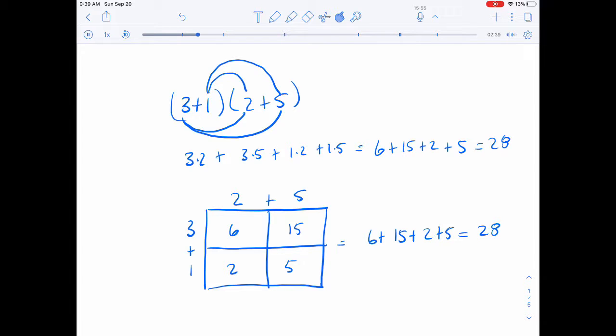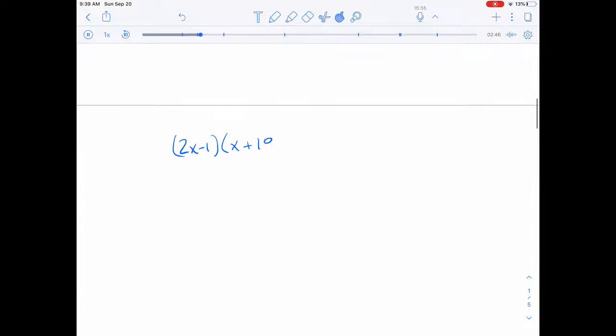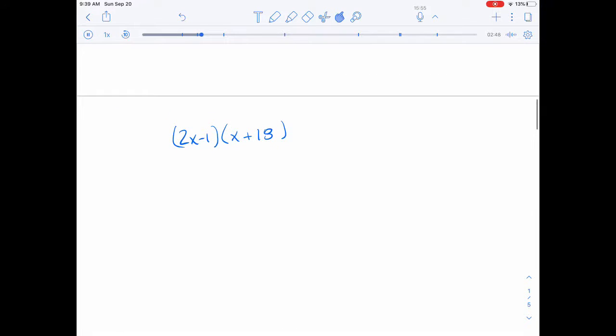Going back to our original problem of 2x minus 1 multiplied by the sum of x plus 18, I could perform this by distributing the 2x to the x, giving me 2x multiplied by x. Then I would have 2x multiplied by 18, minus 1 times x, minus 1 times 18. Let's go ahead and simplify that.